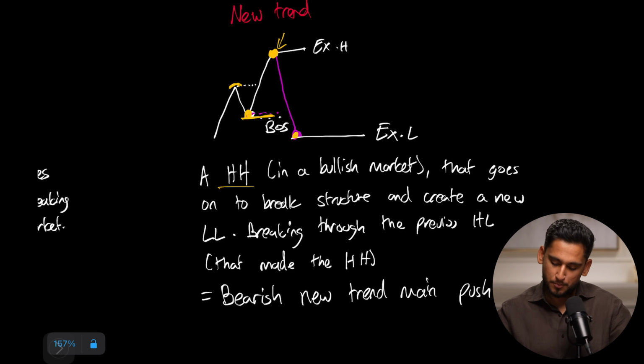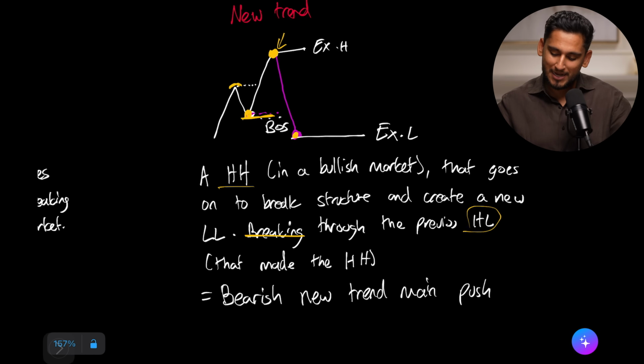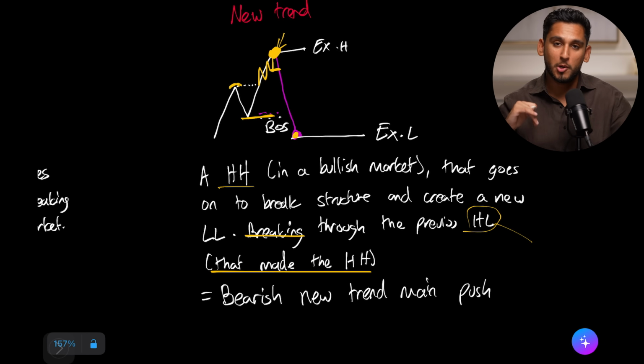So that's what I wrote. Breaks through the previous higher low. And it's important to say previous higher low, because if it's breaking internal structure, that's not a main push. So we're not breaking past these internal trends, and it's not this little break of structure. It's the previous higher low that made the higher high. That's what we have to break. If you break that, you have now had a new low in the markets, new territory, and therefore you have found a bearish new trend main push.